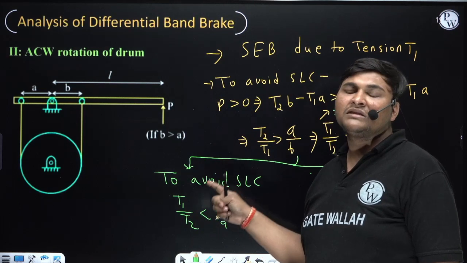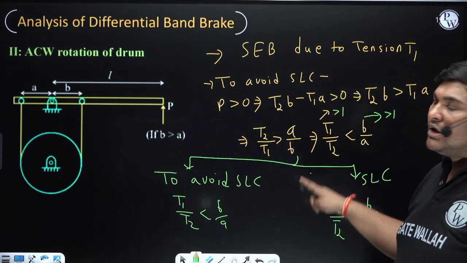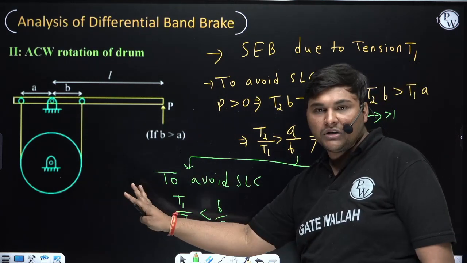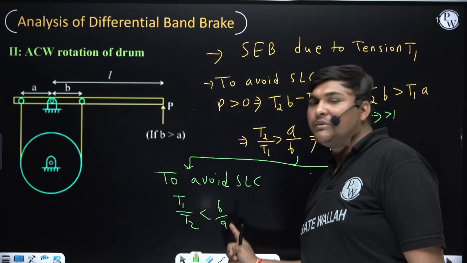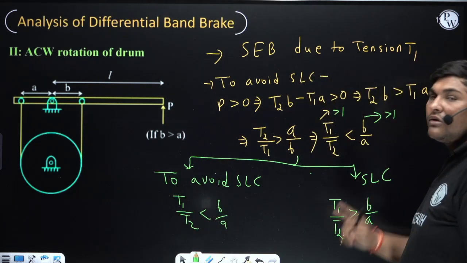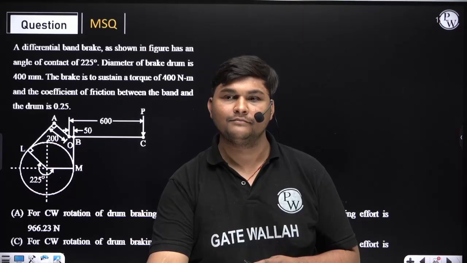So if the examiner is asking for the condition to avoid self-locking, only in that case derive that relation by equating P greater than 0. And this relation is coming for this question. So to avoid self-locking, this condition we need to satisfy, and if it is not satisfied, the brake will be in self-locking condition. Okay, so this is the conclusion regarding the differential band brake.